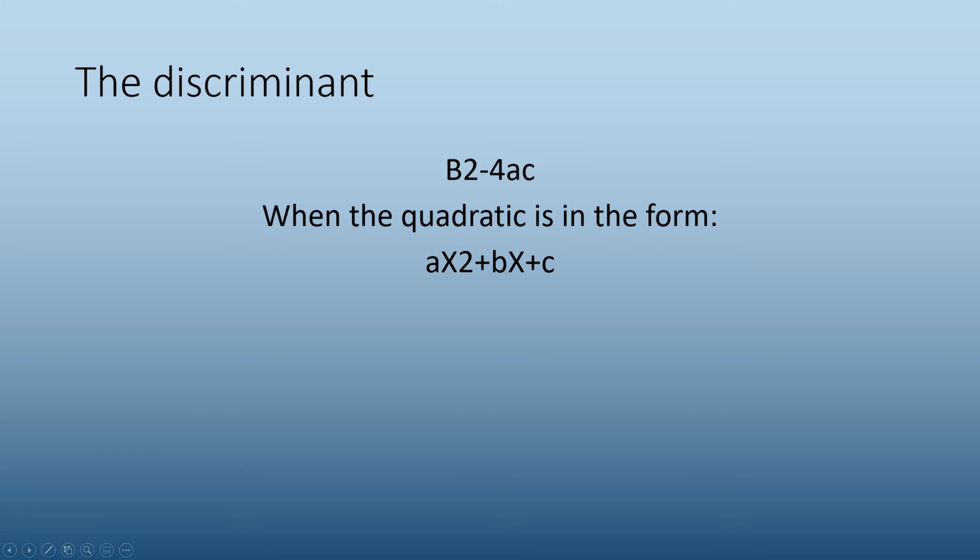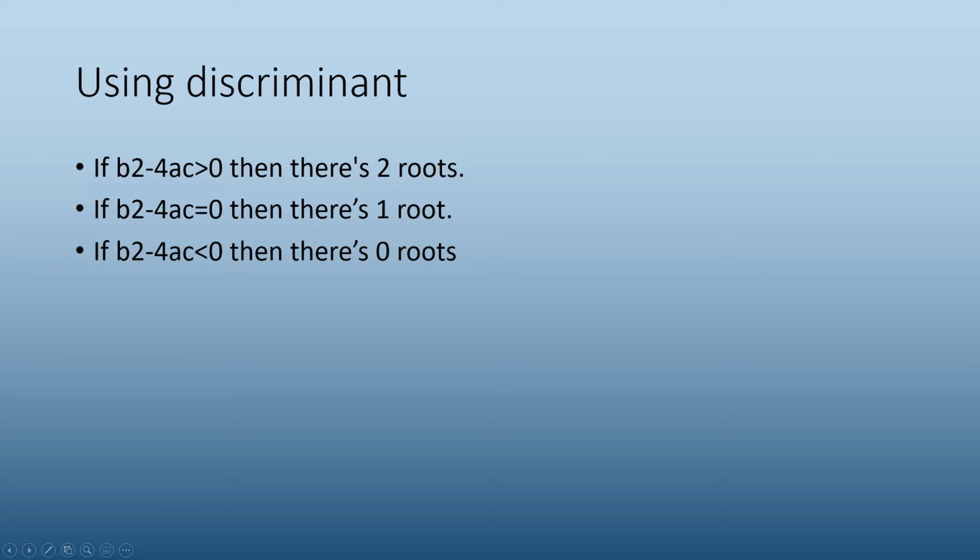Firstly, you can find out how many roots an equation has. If the answer to the discriminant is positive, then there are 2 roots. This is because when you plus or minus the square root, it creates 2 different values, which are the 2 roots. Next, if the discriminant is 0, then there's only 1 root.